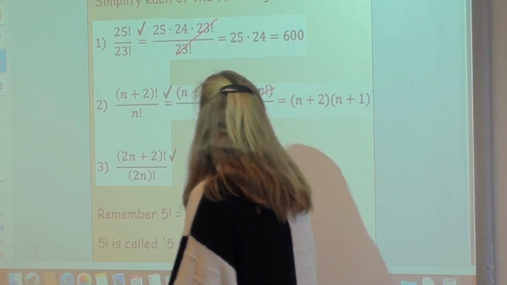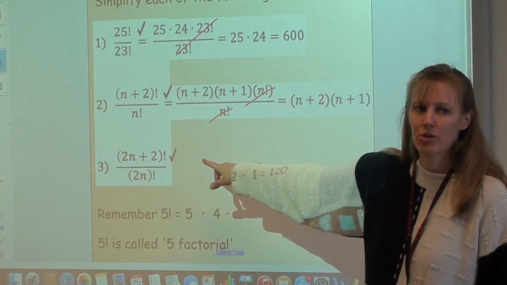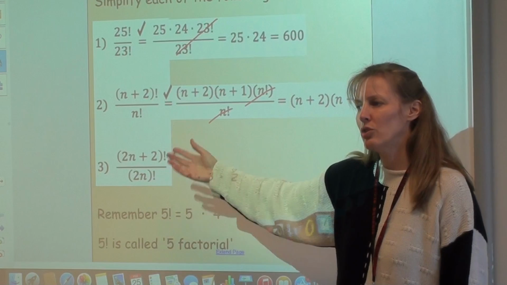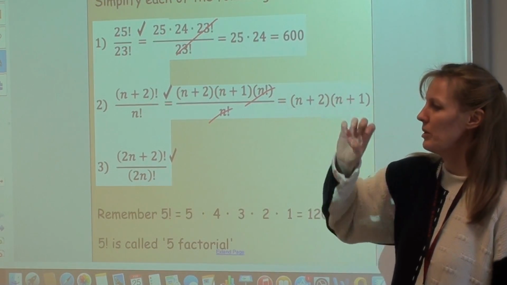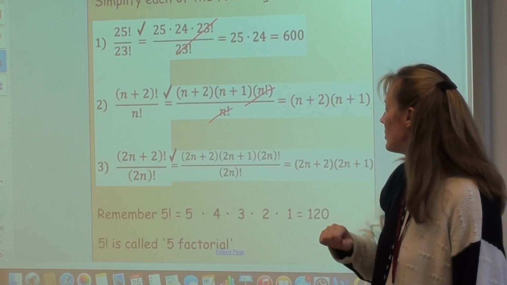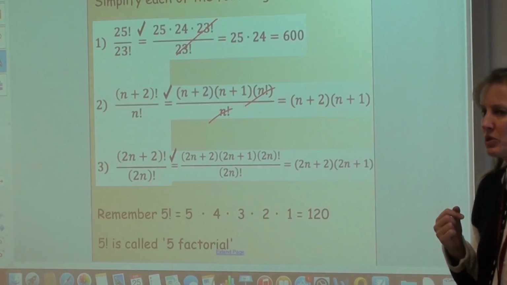Okay. Alright, so 2n plus 2 factorial is 2n plus 2 times 2n plus 1 times 2n times 2n minus 1 and so forth all the way down. So this one just equals 2n plus 2 times 2n plus 1.